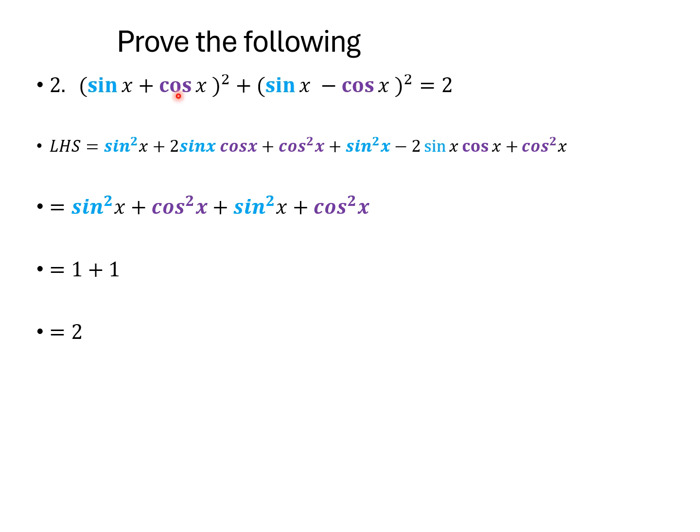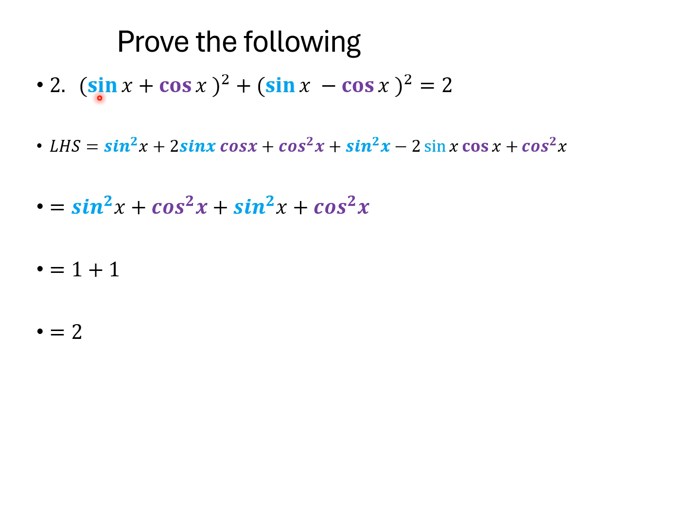Now we have sine x plus cos x squared plus sine x minus cos x squared equal to 2. Again, don't forget the middle term. I'm going to repeat this over and over. I'm tired of marking where you forget the middle term. There are 2 terms in the bracket and it's being squared, so my answer must have 3 terms.